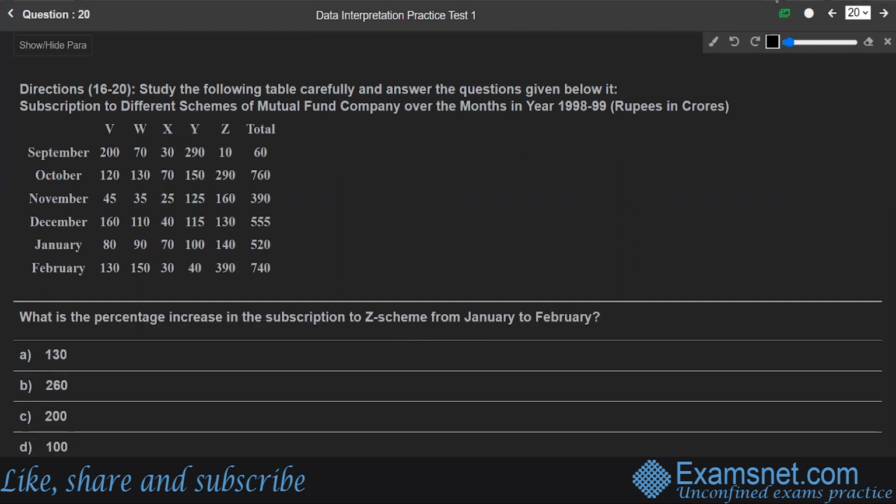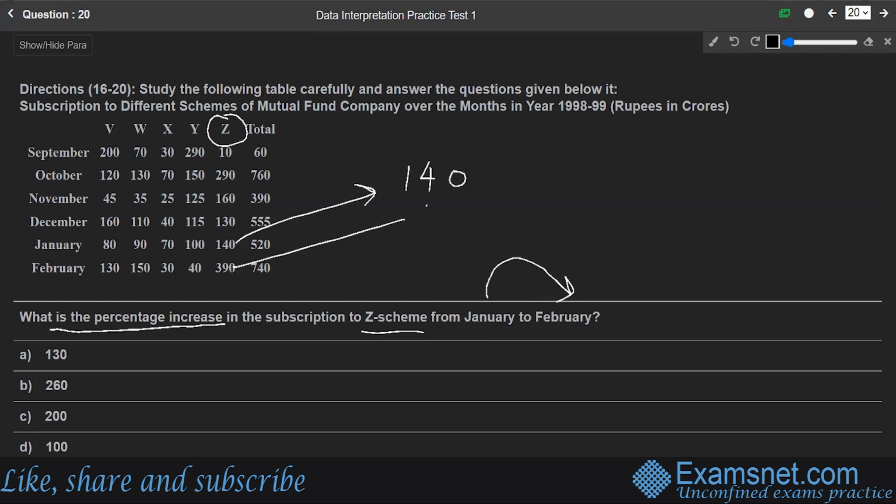Now, for the same data, the question is what is the percentage increase in the subscription to Z scheme from January to February? For the Z scheme only, we have to tell the percentage increase from January to February. So this is the Z scheme, January to February. January value is 140 and February value is 390. So we have to find out the percentage increase from 140 to 390.